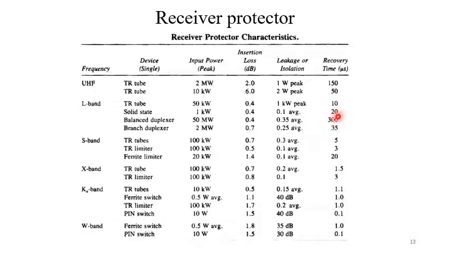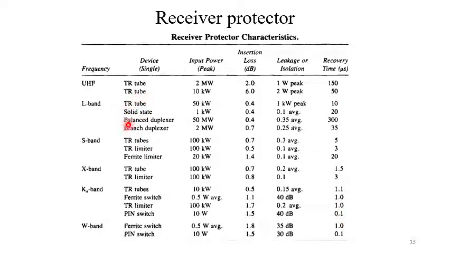But say if we consider the TR tube in ultra high frequency, the recovery time is 150 microseconds, whereas in L band it is just 10 microseconds. For S band it is 5 microseconds, X band it is 1.5 microseconds. That means the recovery time is decreasing with increasing frequency.